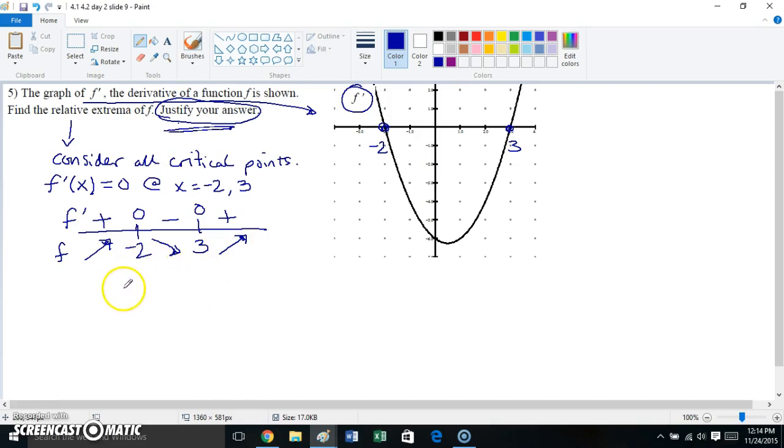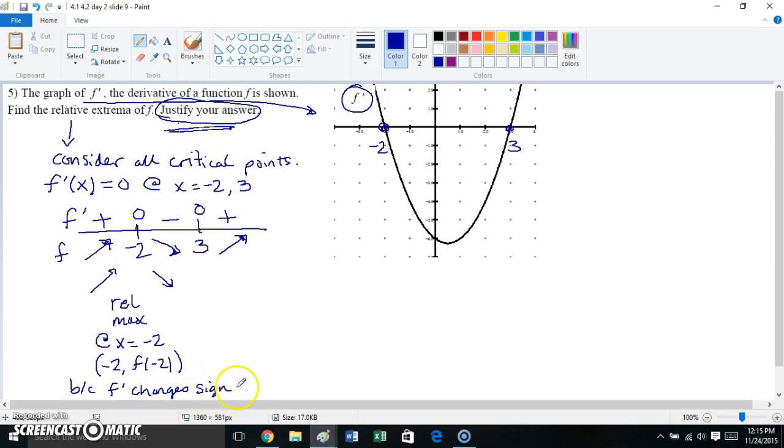Okay, so from this number line, I can tell, since my curve is going up and then down, there must be a relative maximum at x equals negative 2. The relative extrema coordinate would be negative 2, f of negative 2. And this is because f prime changes sign from positive to negative at x equals negative 2.